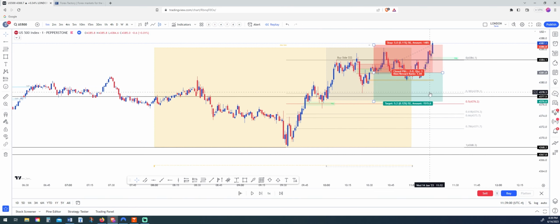So I hope that was useful. Not the best trade I've ever seen in the world. The setup was there, so I've got to be happy that we did take the setup and stuck to the plan. However, it resulted in a loss today.